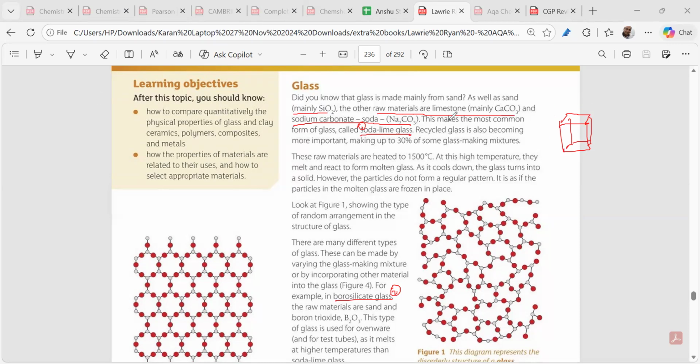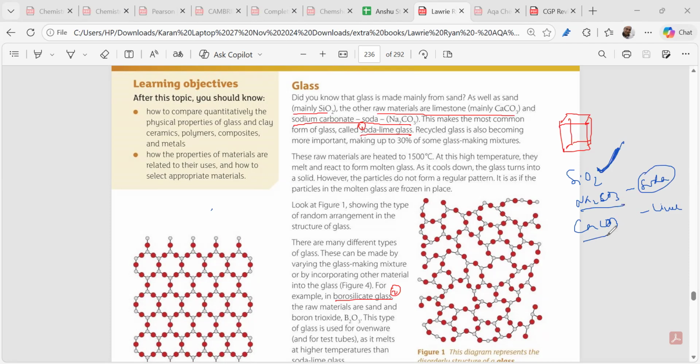So over here, we are taking the example of the soda lime glass. In soda lime glass, we take SiO2. What is soda? Soda is sodium carbonate, right? Soda lime, as the name says. What is lime? Lime is calcium carbonate, right? We take SiO2, the main component of the glass. Soda is Na2CO3, lime is CaCO3.